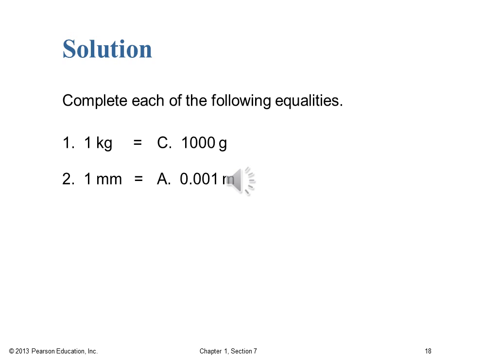For number 2, 1 millimeter equals A, 0.001 meters. And again, that's just the flip side of what we looked at previously, where we had 1,000 millimeters equals 1 meter. We've got to be comfortable with those equalities. We may need to use them in different ways to solve different problems. So hopefully you're getting more and more comfortable, not only with what the prefixes mean, but also with how those prefixes and base units can be used to determine equalities within the metric system.